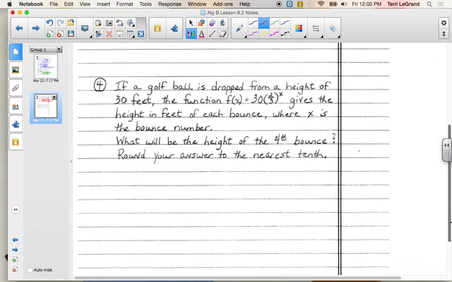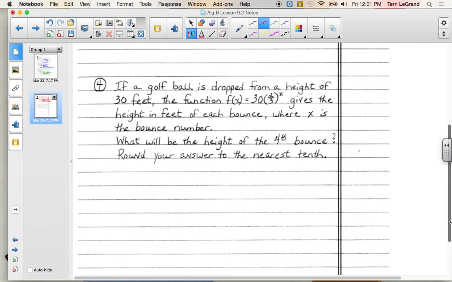If a golf ball is dropped from a height of 30 feet, notice there's a 30 in the equation. What is that 30 representing again? The height where it starts. It's 30 feet off the ground, so a third-story window or wherever. And then we have the function 30 times 2/3 to the x power. It gives the height in feet of each bounce.